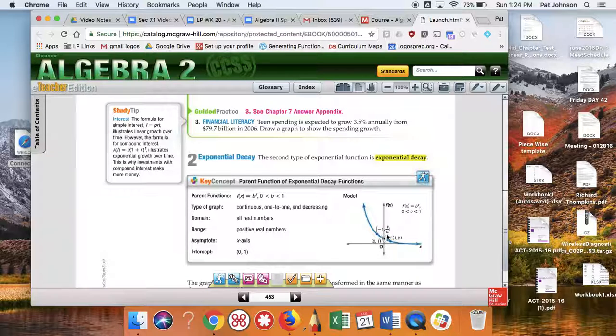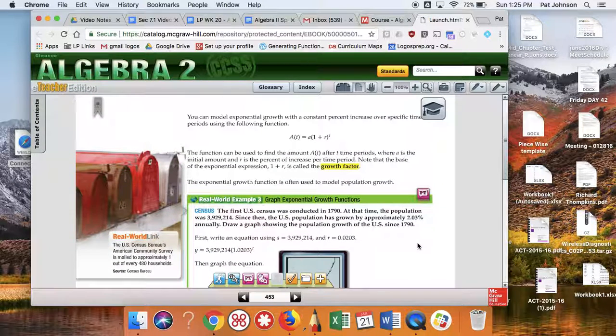The intercept is still 0, 1. Except for now, these coordinates are different. The 1, b is here, and this is -1, 1 over b. It's still the same thing. It's still the same -1, 1 over b and 1, b. This is called exponential decay because it's decreasing. That's the only difference.